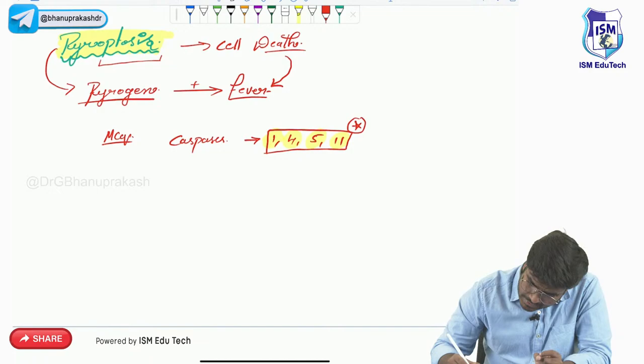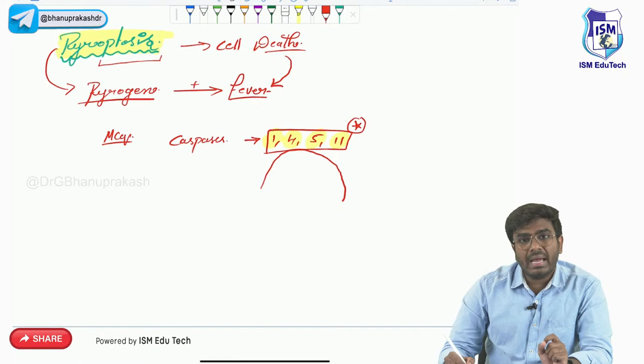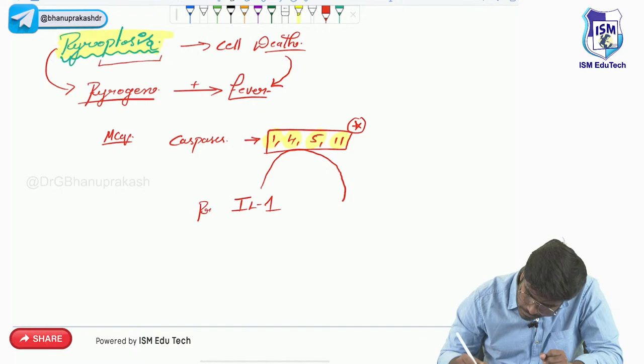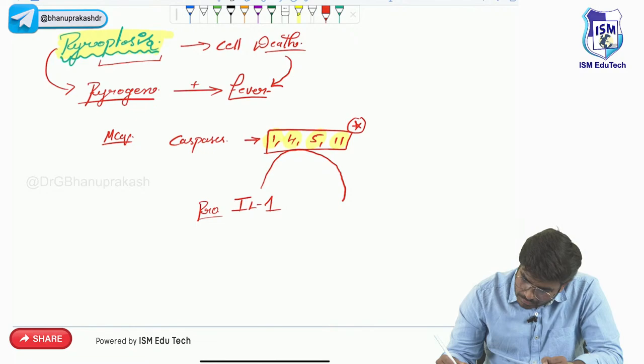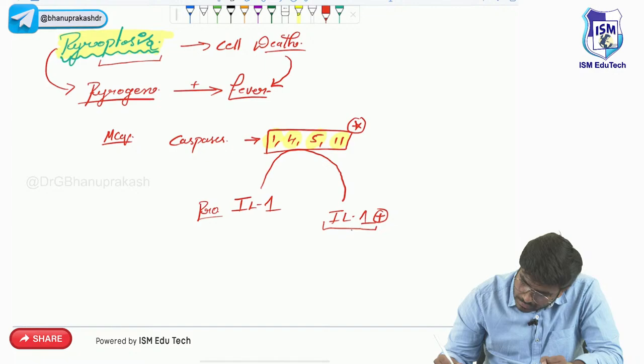Now, what will these caspases do, sir, especially caspase number 1? It will convert the inactive pro-interleukin 1. Pro means it's inactive. Inactive interleukin 1 will be converted into active interleukin 1, into the active form. Now, we all know interleukin 1 is the one which causes fever. Interleukin 1 is nothing but a pyrogen.